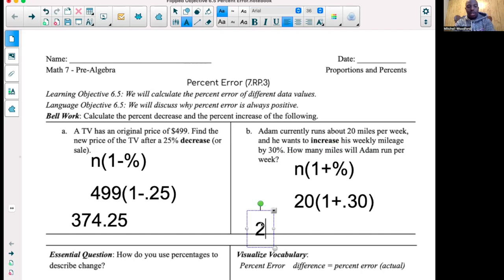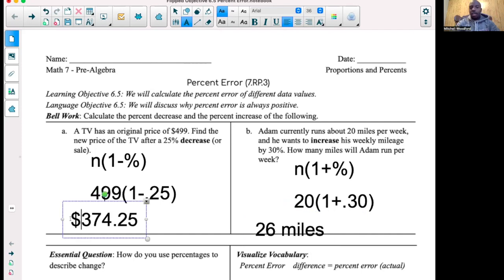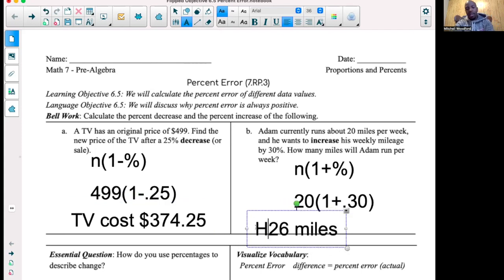Right? Remember, we are still talking about word problems, which is good to answer with words. So we would write, since this TV cost $374.25, whereas you could say here he ran 26 miles. Something like that lets us know you comprehend the problem, you understand the concepts, which is good.